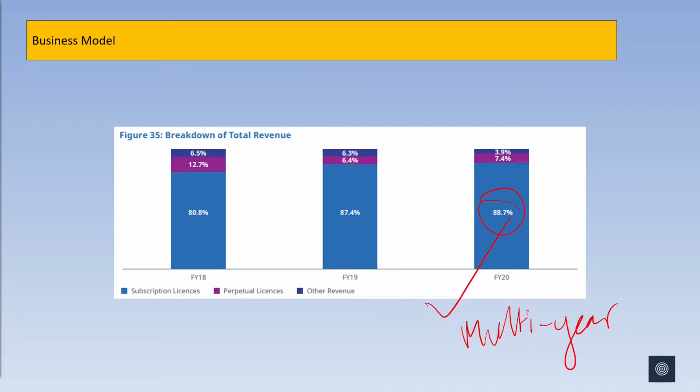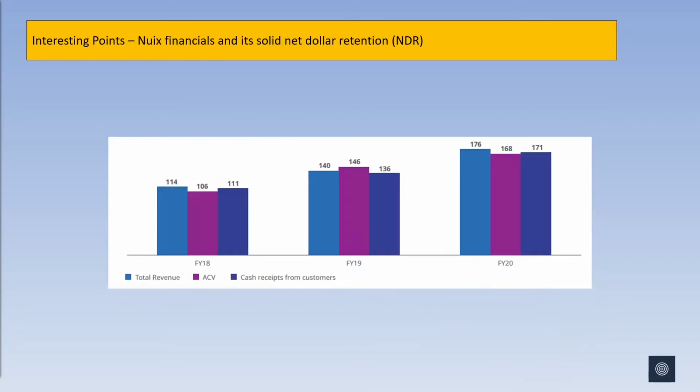With this very good understanding of what Nuix actually does, it will now be useful to have a look at some of their more interesting points. So their first interesting point is that Nuix has fairly good financials for a recently listed company. It only just listed in December. In FY 2018, it made $114 million in revenue. In FY 2019, it made $140 million in revenue.